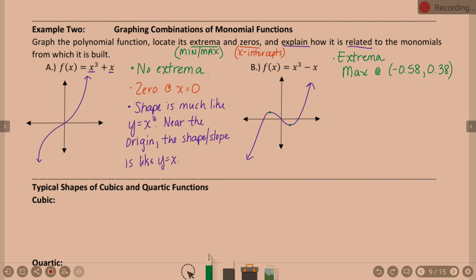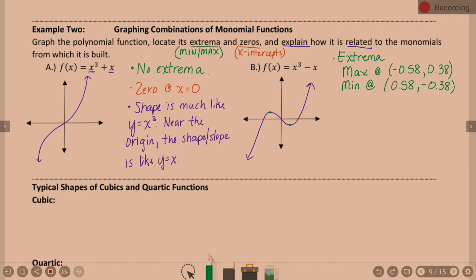And then can you also find a min? Yeah, 0.58, and then negative 0.38. This graph is very symmetric, isn't it? If you go in and find your min, it is the same values, just opposite signs.